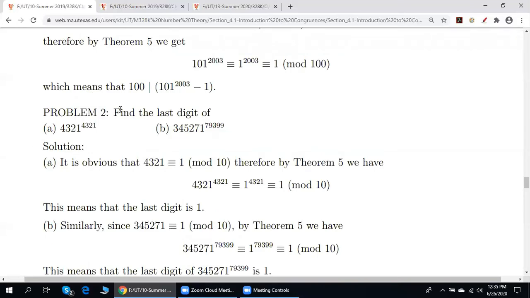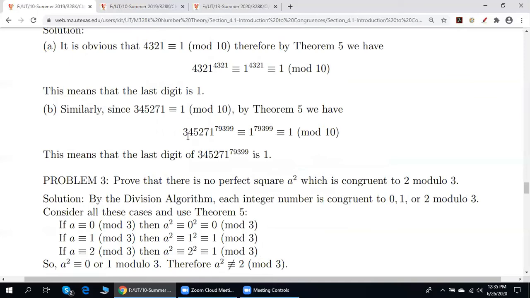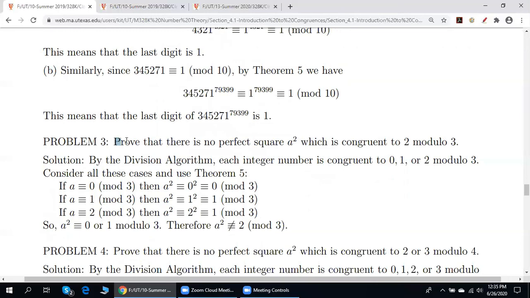Next, find the last digit of this and this. Again, we can use common sense. It is clear that the last digit is 1. But we can use congruences. This is congruent to 1 modulo 10. Therefore, this to this power is congruent to 1 modulo 10. Last digit is 1. Same is here. So it's a pretty simple example. But now, please take a look at problem 3.